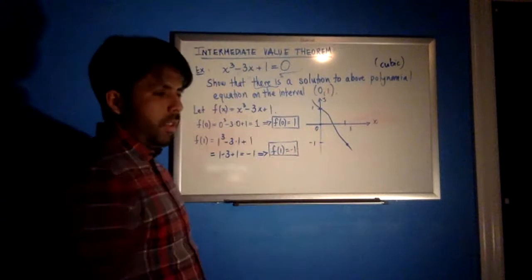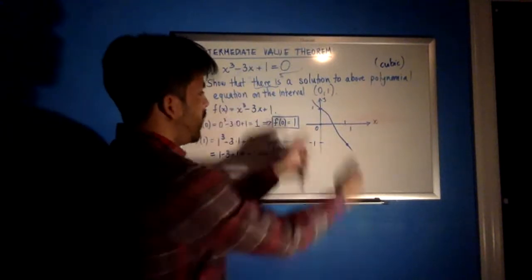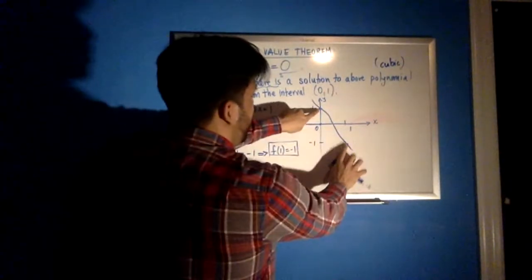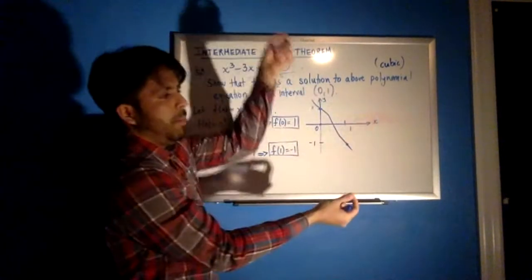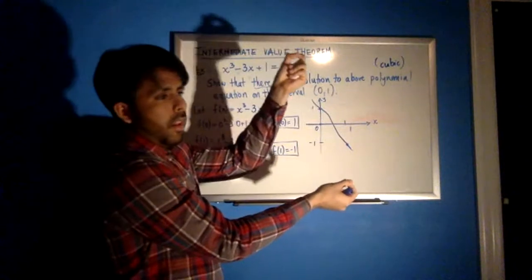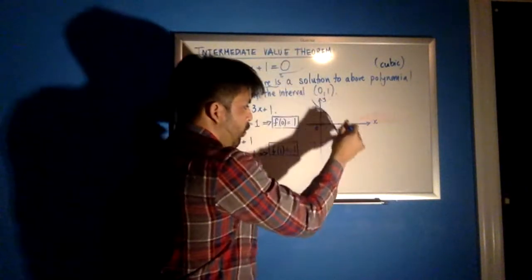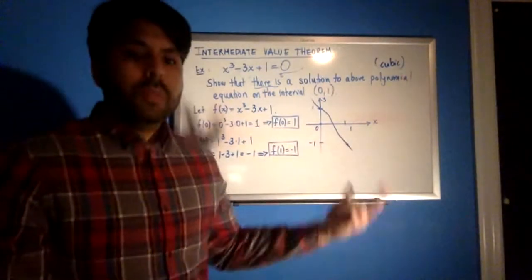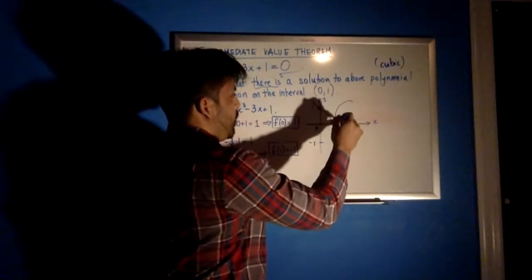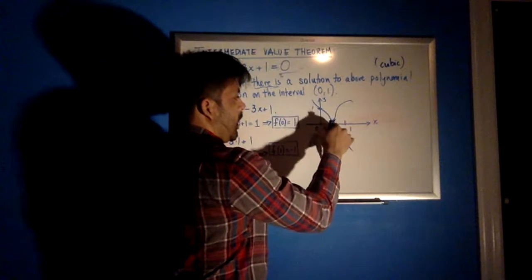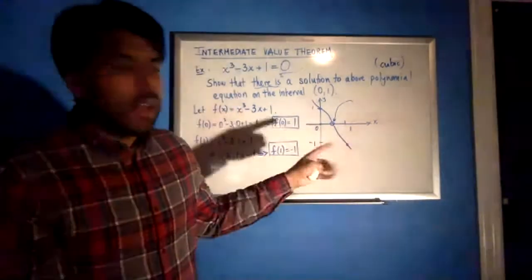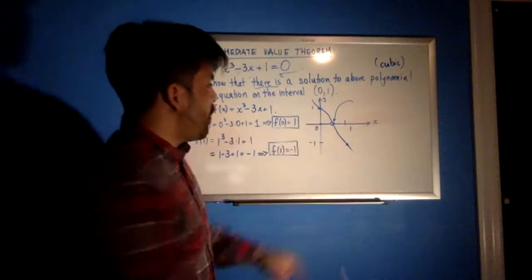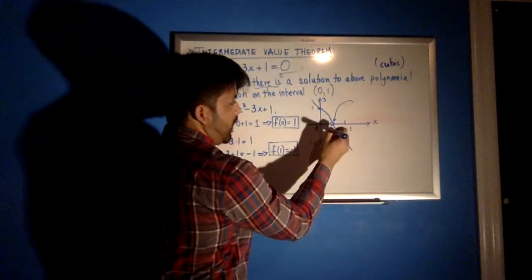If I have a function that's continuous on an interval, and at the endpoints of my interval, my function is above the x-axis and below the x-axis, in order to connect those 2 points, I have to cross the x-axis, which means what? Which means that at this point, whatever that point may be, that point right here is the solution. So I'm gonna call this point, they usually use C for that point.